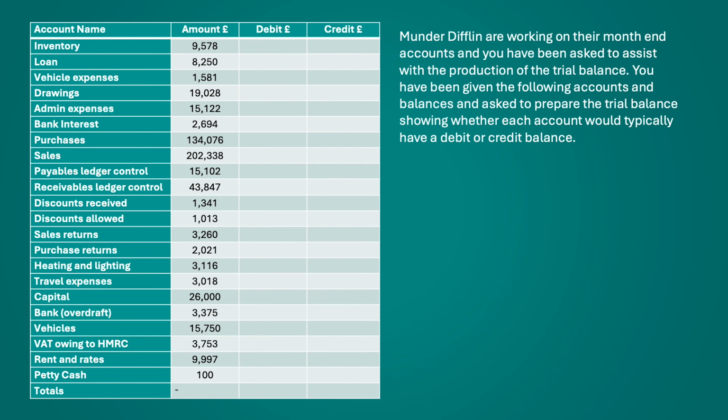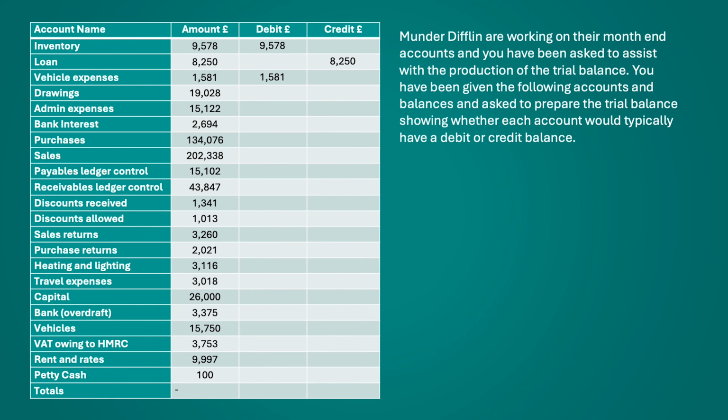Let's now work down this list of accounts and decide whether they'd have a debit or credit balance. So we start off with the inventory, which is an asset, therefore a debit. A loan is a liability and therefore a credit. Vehicle expenses, well, it's in the name, this would be an expense and therefore a debit.